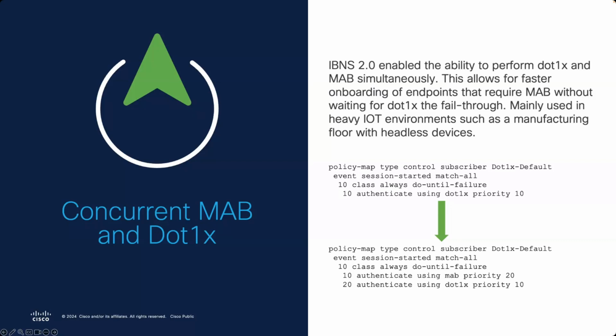Main locations I've used this in is in heavy IoT environments, manufacturing floors that have a lot of IoT devices like PLCs and temperature sensors and things of that nature that are sensitive to a .1x timeout. Silent hosts, that if they don't detect an immediate connection to the network, they just stop talking to the network. So if we do simultaneous MAB .1x, we can get them onboarded faster for those situations.